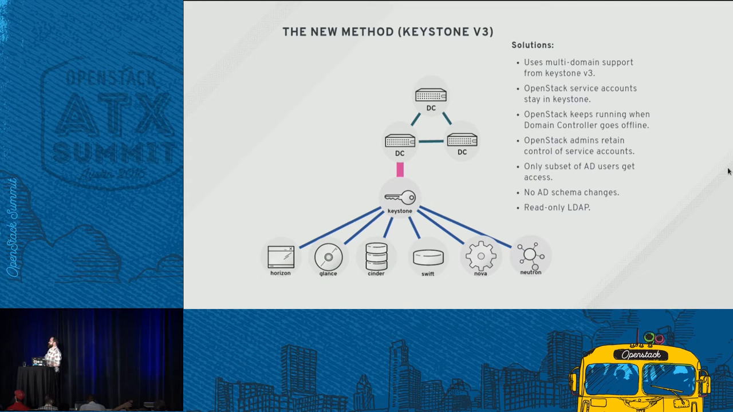So Keystone version 3 solves all those issues that I've just described. The multi-domain support is what enables this. Your service accounts stay locally in your Keystone database. There are no AD schema changes required, and LDAP is read-only. These are all things that are going to make a lot of people feel more comfortable about this integration. Also, if your domain controller becomes unavailable, it's not going to affect services. The services are going to keep running.